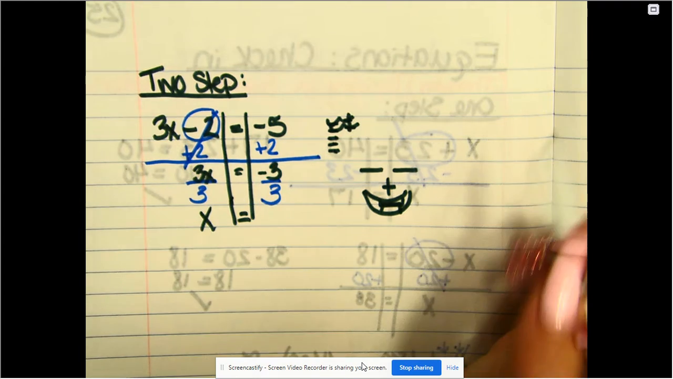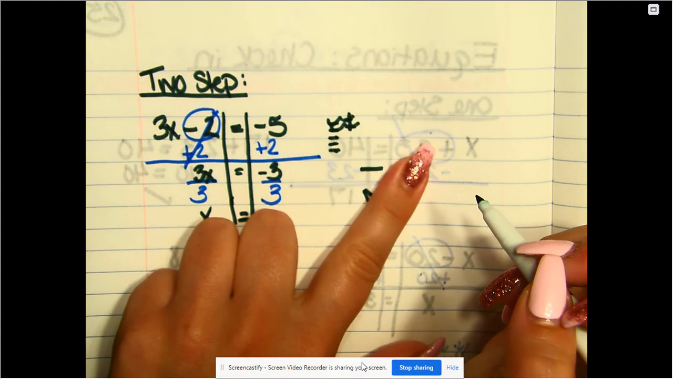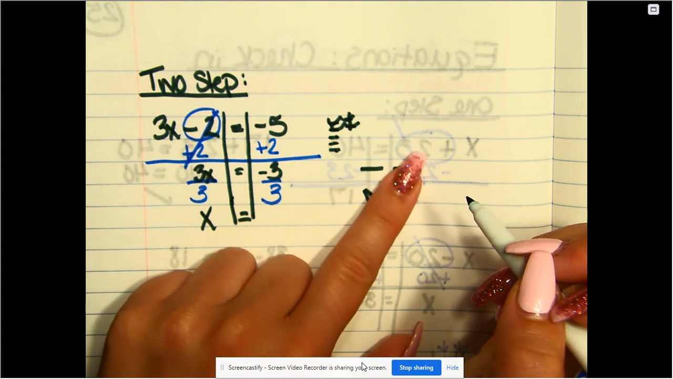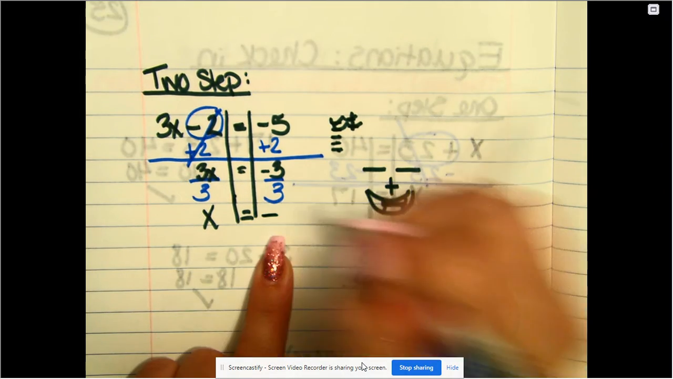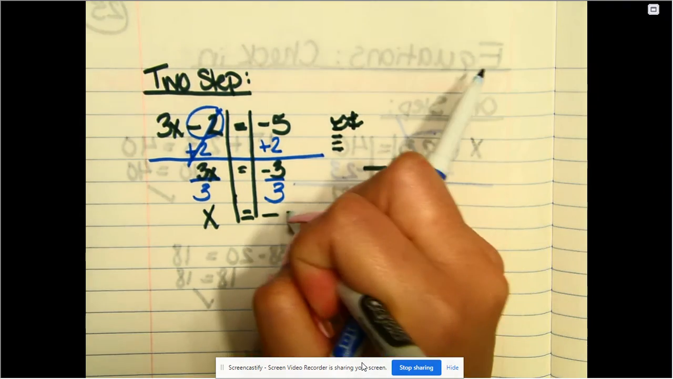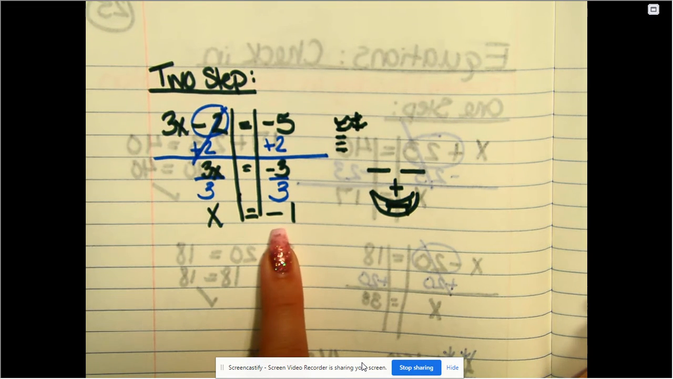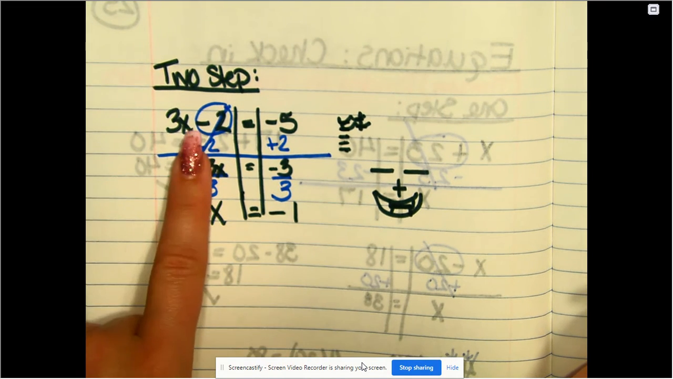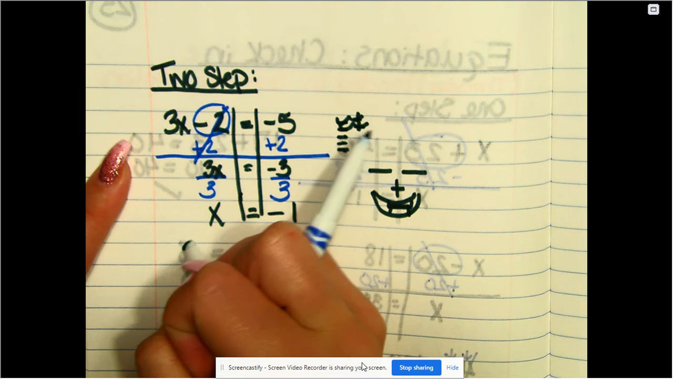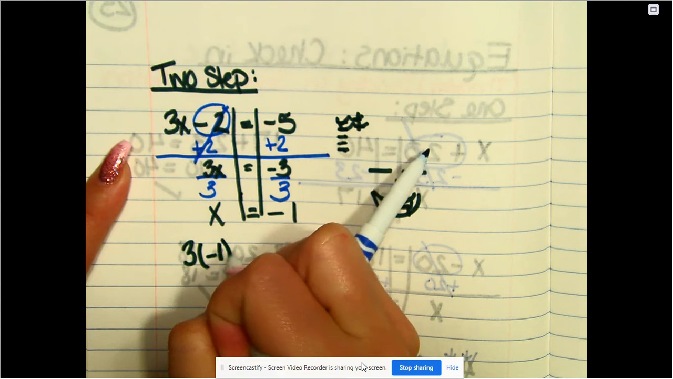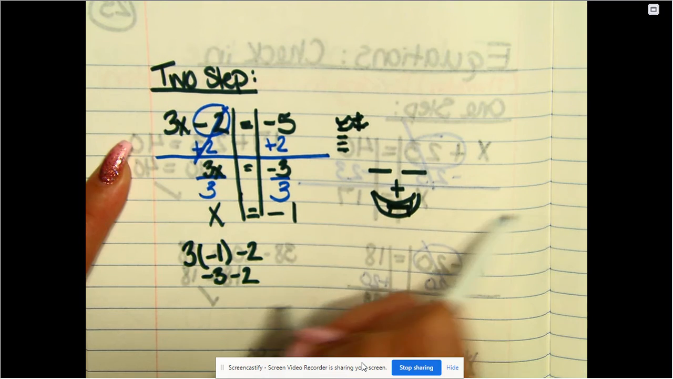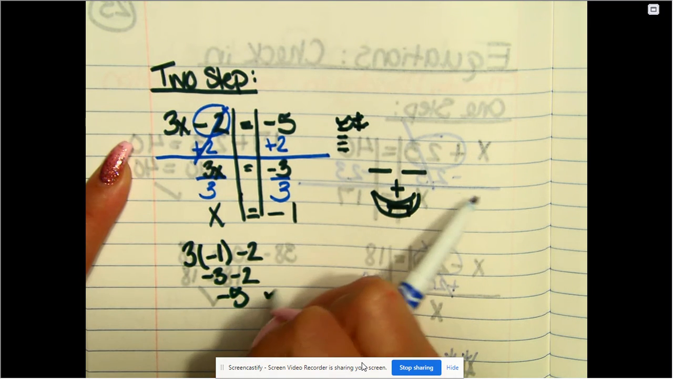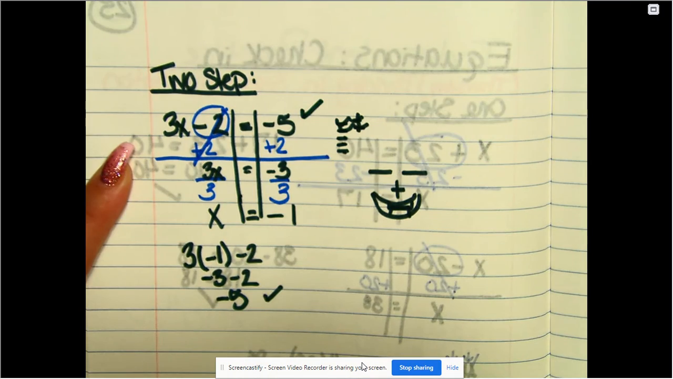So negative divided by a positive, cover up a negative eyeball and a positive nose, and you are left with a negative. So my answer is going to be negative. And 3 divided by 3 is 1. So x is equal to negative 1. And you can always test your solution. So let's do 3 times negative 1 minus 2. That's negative 3 minus 2, and that is in fact negative 5. So that solution worked.